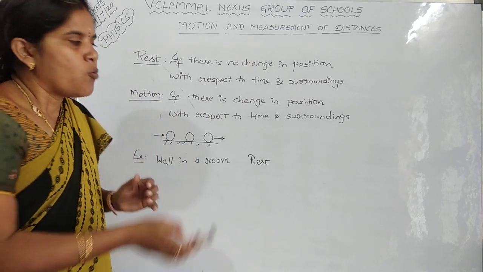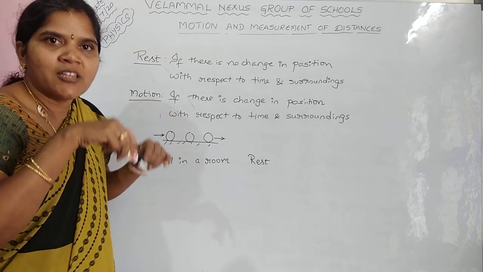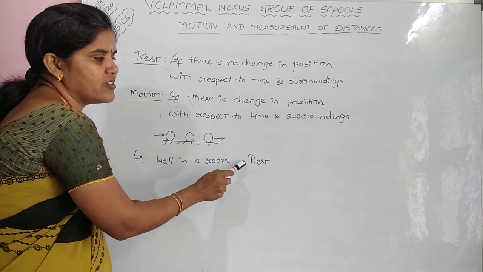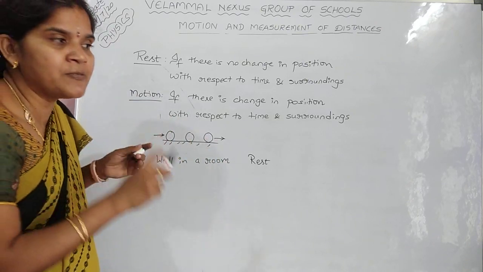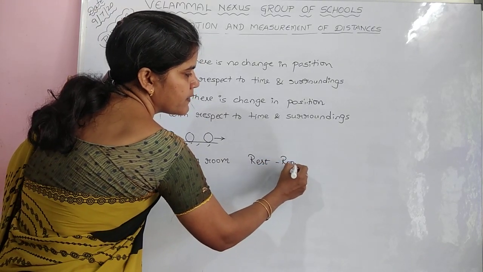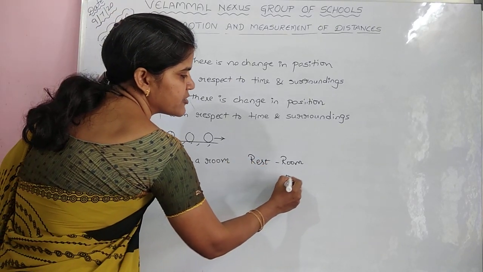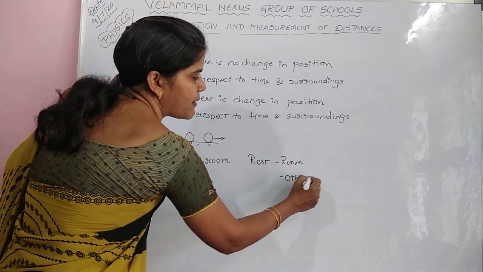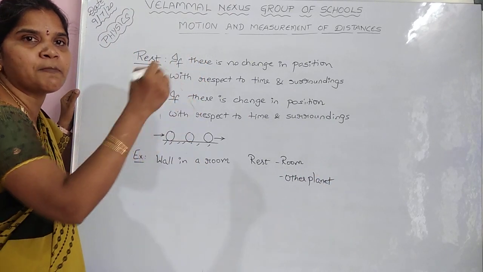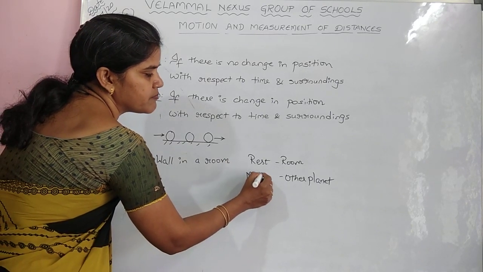That is, the wall in a room: when I am in the room, what are the surroundings? I am in the room, then it is in rest. If I am in the room, I observe it is in rest position. If I am on another planet, with respect to that planet, that means the surroundings have changed. With respect to the other planet, the same wall, I feel it is in motion.